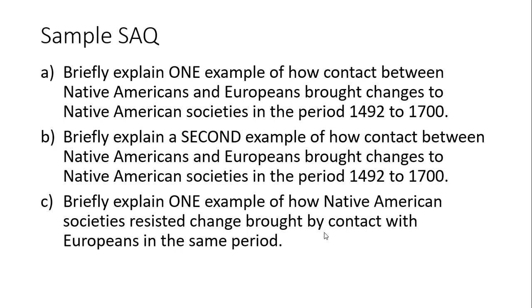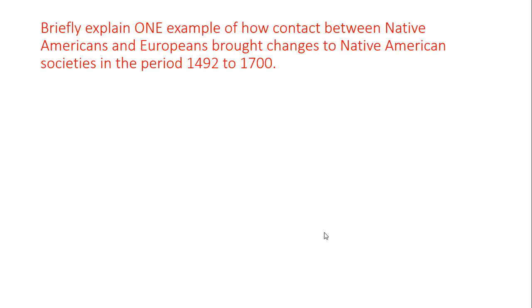Okay. And then in part C, we want to show how natives resisted that change. Remember, it's important to be specific in your responses. We don't want to say very vague things. Like for part C, we don't want to say, well, many Native Americans, you know, they didn't accept what Europeans were offering them or bringing. What does that mean? Okay, anybody, that sounds made up. Get very specific in your responses, right?